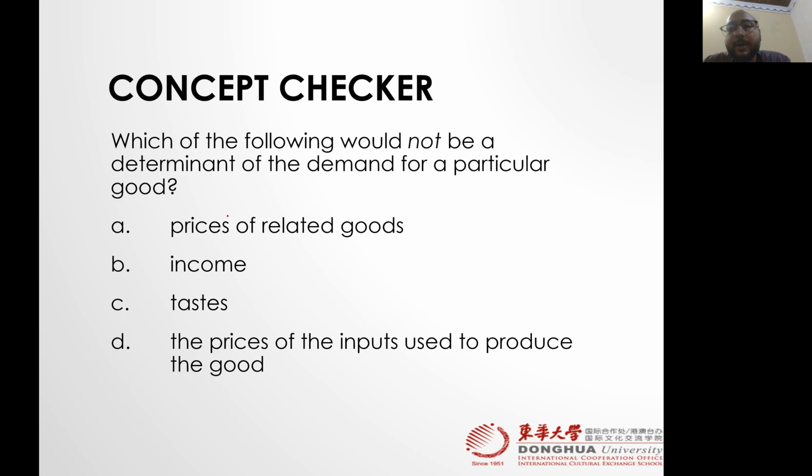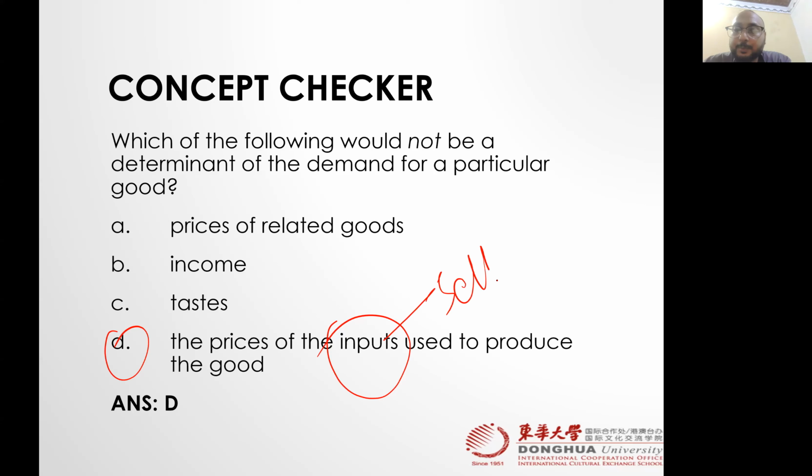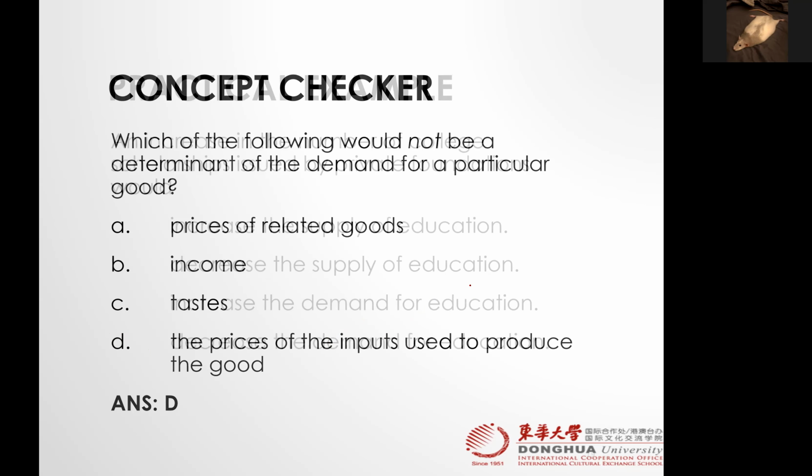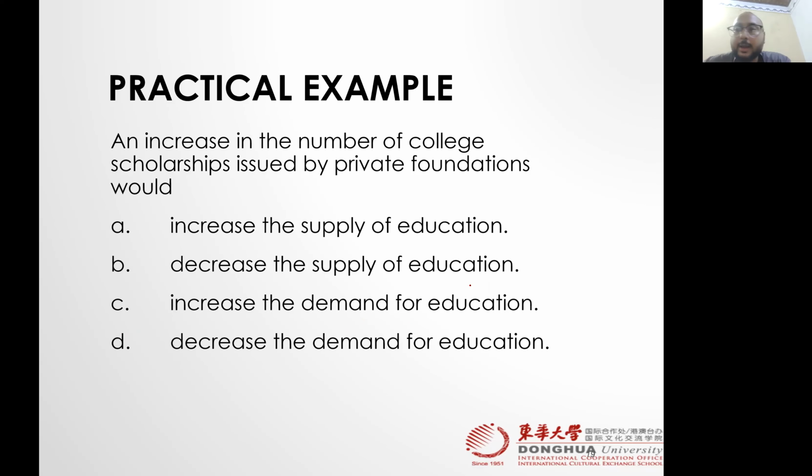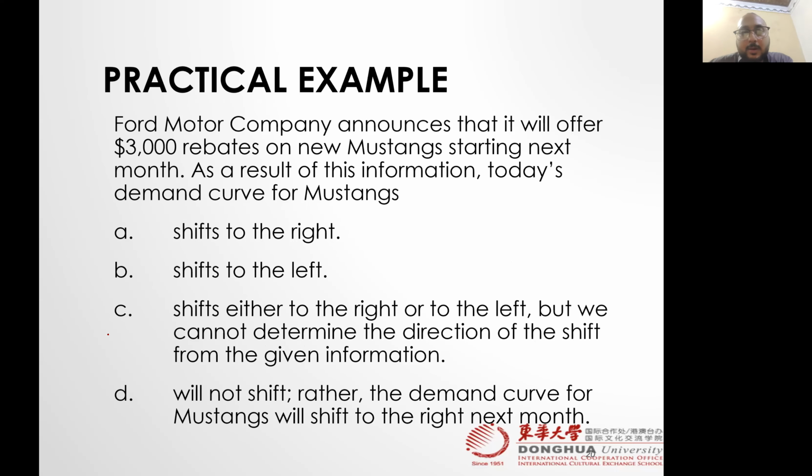Which of the following would not be a determinant of the demand for a particular good? Of course, price of input, because input prices are related to the seller, not the buyer. An increase in the number of college students, I think we already talked about this. Answer is C, increase the demand for education.